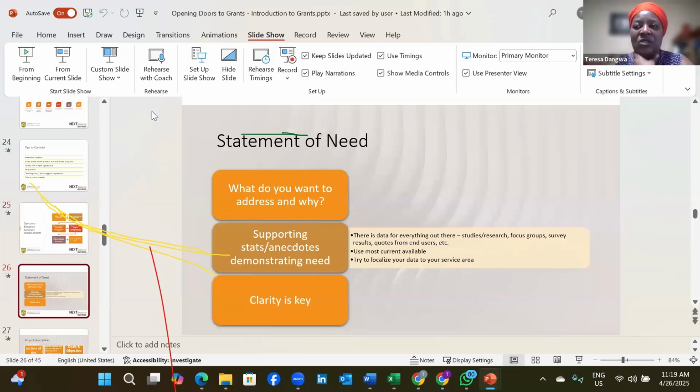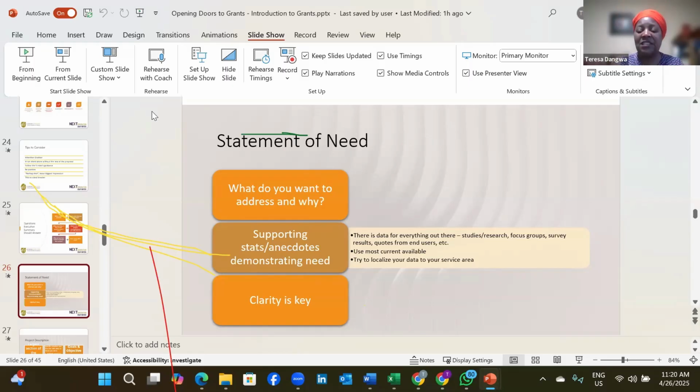Then the other element of your proposal is the statement of need. What do you want to address and why? You must include some supporting statistics, some anecdotes, and demonstrate the need. There is data for everything now, everywhere. Now there's data and study for everything out there. So there are focus groups, there are survey results that you can use. If you don't find data in your immediate community, hold some focus groups.